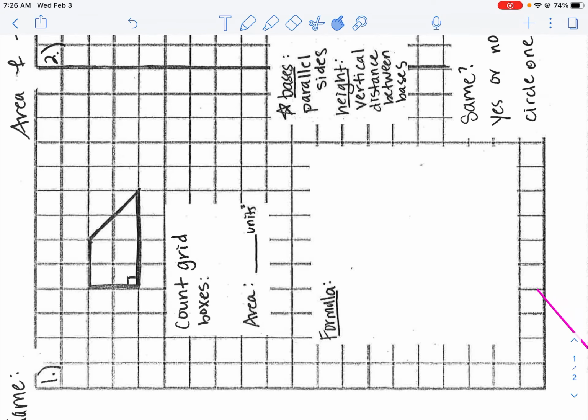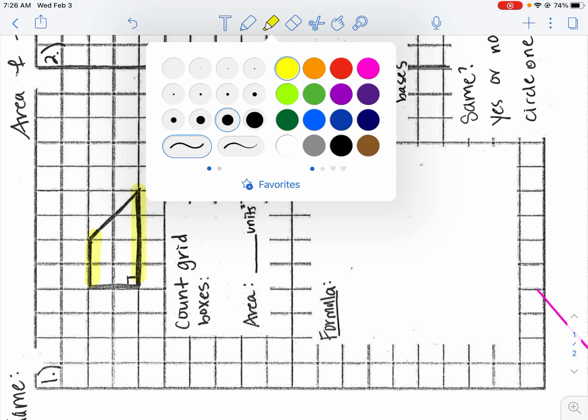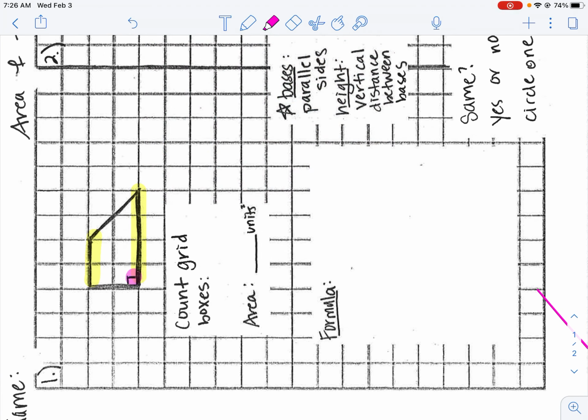Good morning, everyone. All right, so we have learned about how to find the area of squares, rectangles, parallelograms, and triangles. Today, we're going to work on trapezoids. So the shape that you see in front of you is a trapezoid. A trapezoid only has one set of parallel sides. So if you look at this trapezoid up here, the two sides that I just highlighted in yellow are parallel to each other. It also has one 90-degree angle, and that's down here in the pink corner.